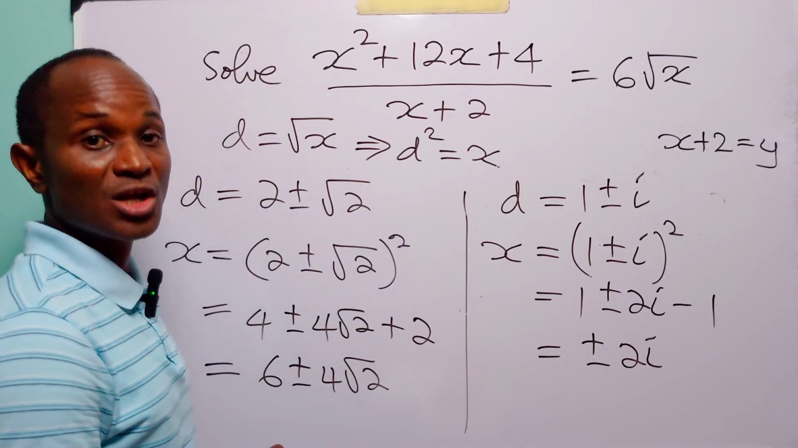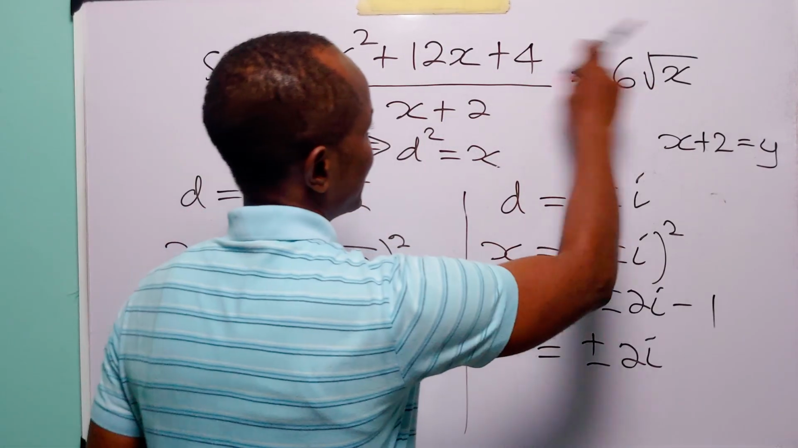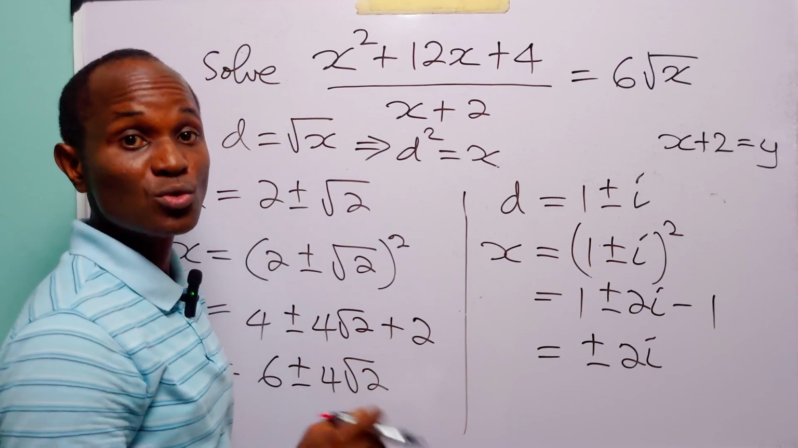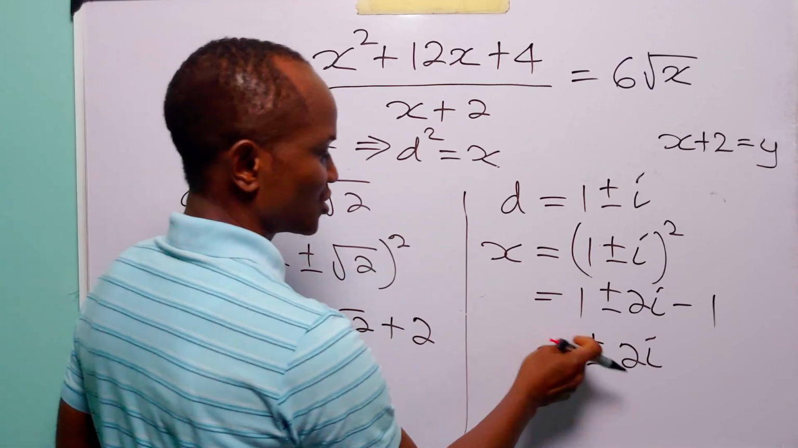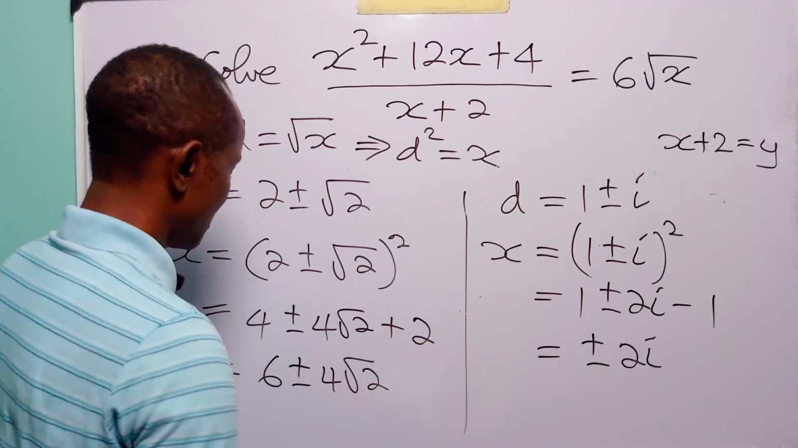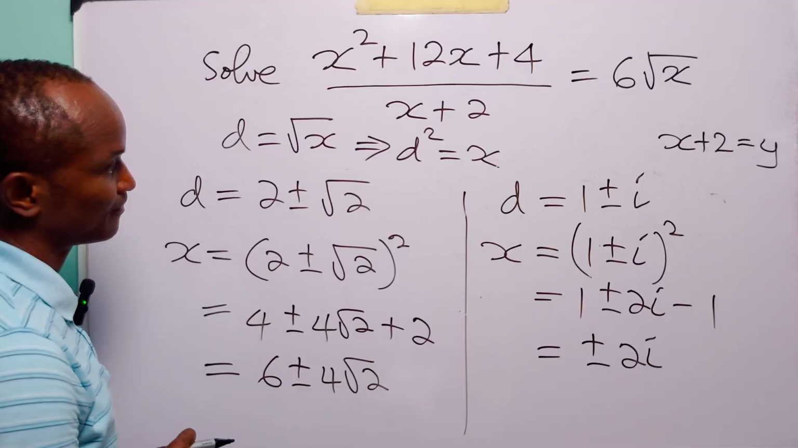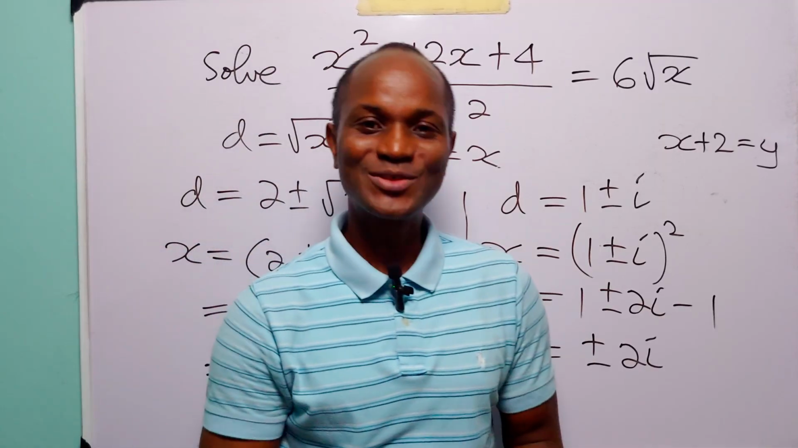So finally, we have all the four values of x that satisfy the given equation. Two of them are complex, plus or minus 2i, and two of them are real, 6 plus or minus 4 root 2. And with that, we come to the end of today's tutorial.